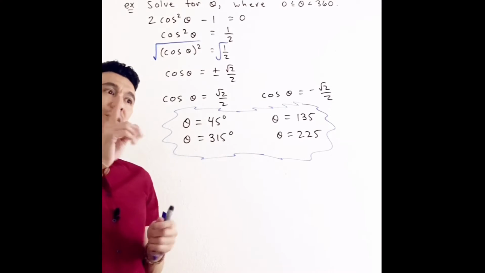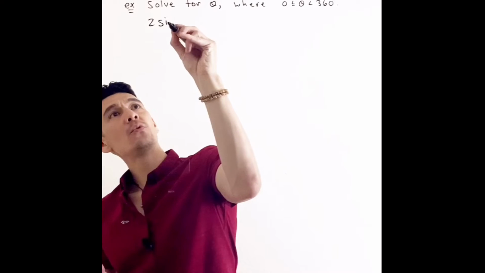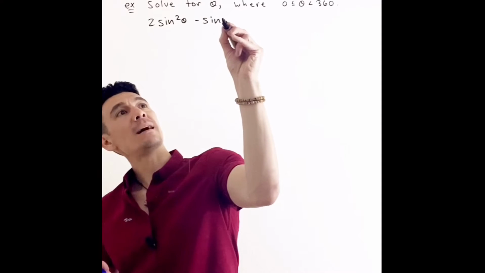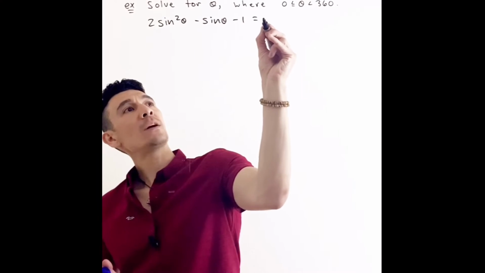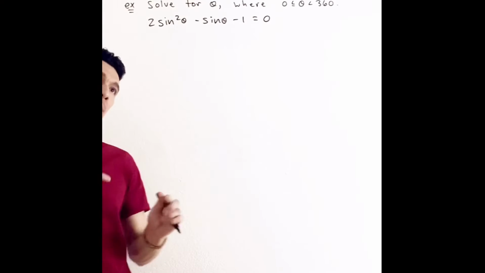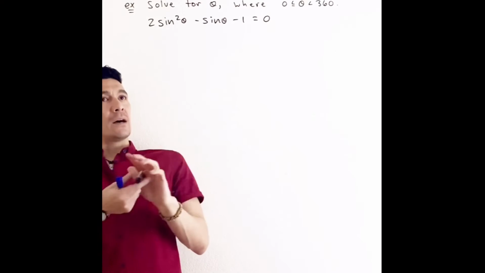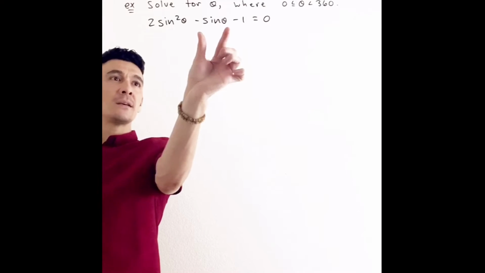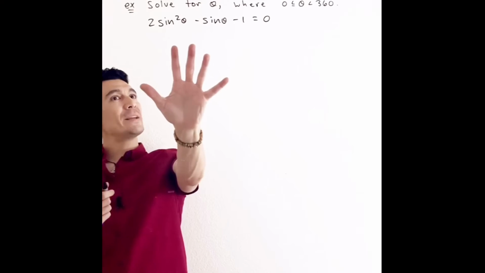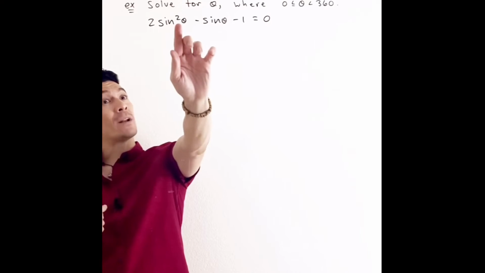So let's try one more and we're out of here. Last one for this week, guys. 2 sine squared theta minus sine theta minus 1 equals 0. Unlike the previous problem, if I were to move this to this side, it doesn't really do me any good because this middle piece is sort of screwing things up. So this problem has to be treated differently, especially since I have 3 pieces where one of them is squared.